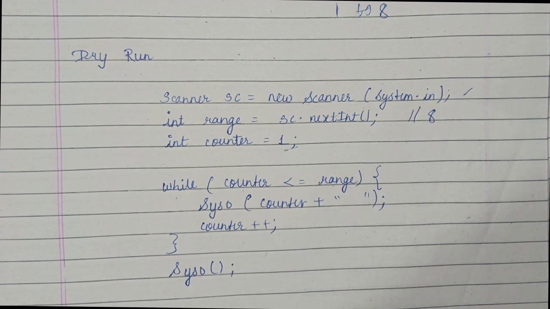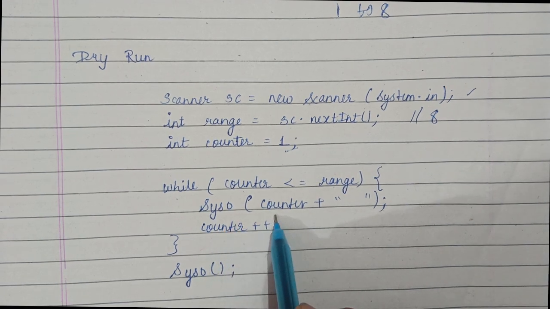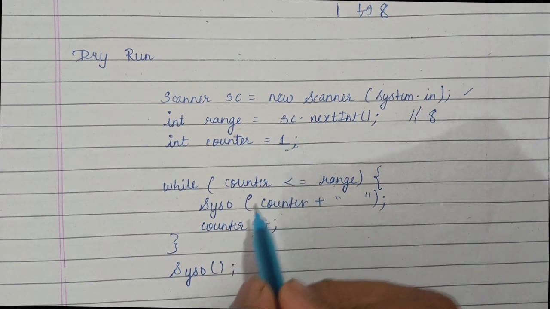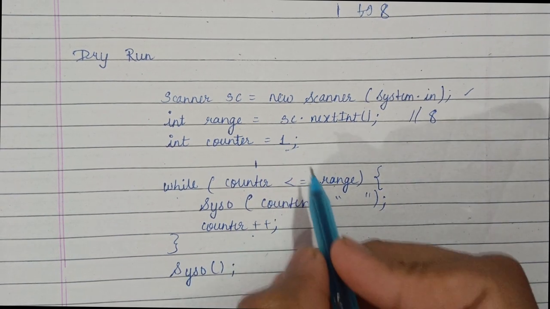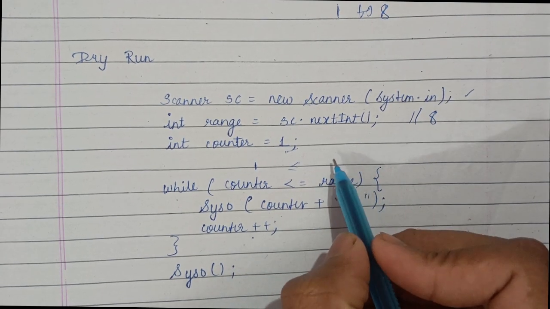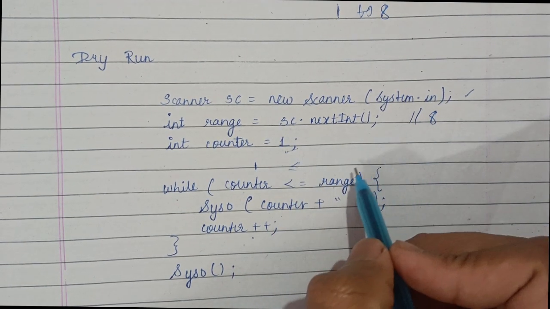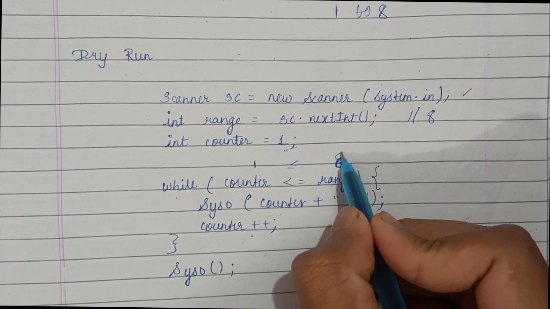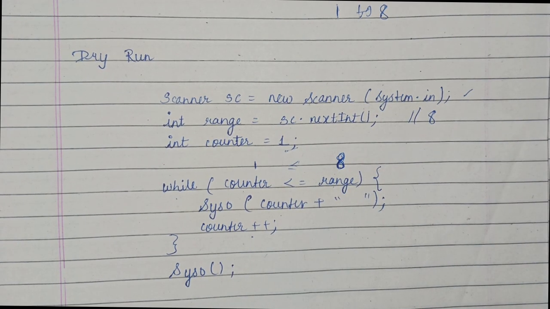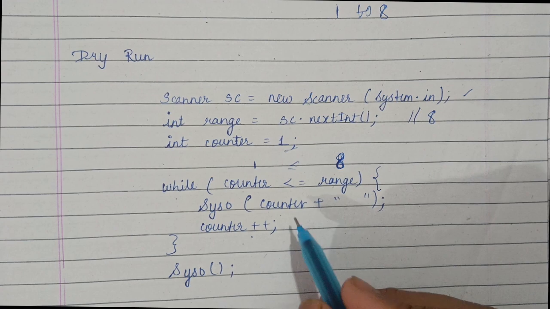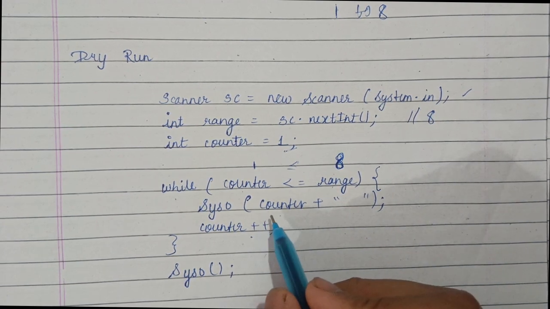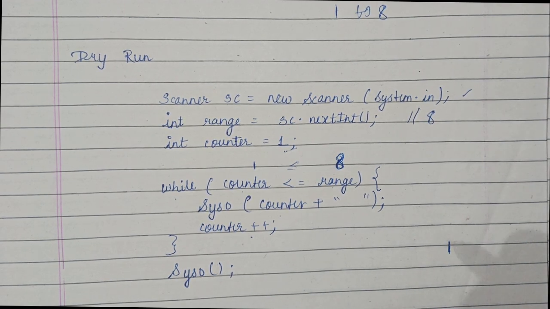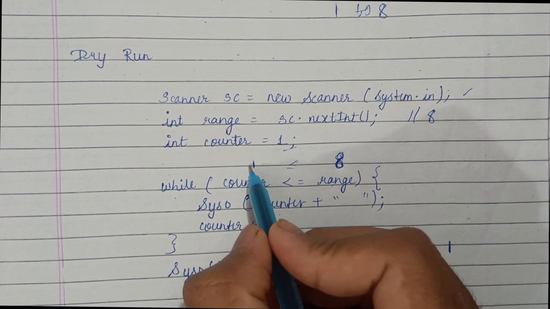What will it do? It will print the counter and update the counter by 1. Initially the counter is 1, and the counter should be less than or equal to 8, since we have given range as 8. Now it will print 1. We simply print the counter, so it will print 1. Next it will update the counter to 2.